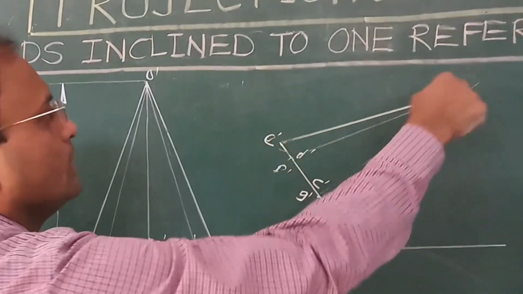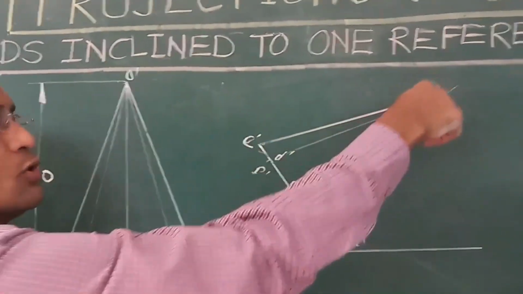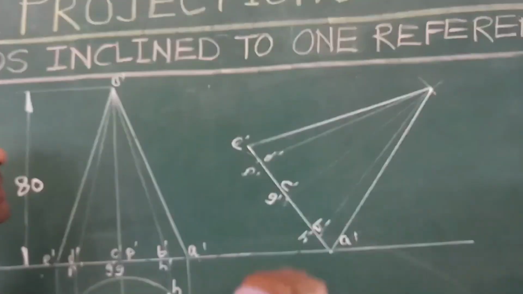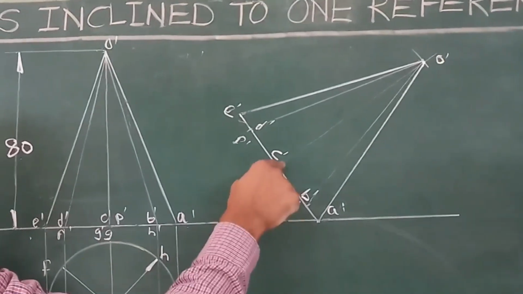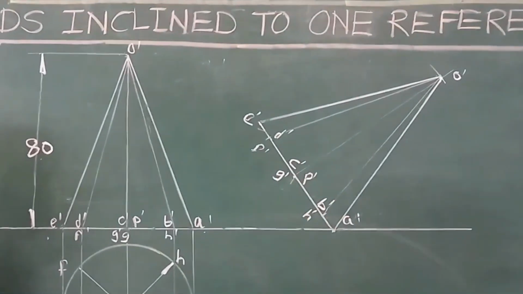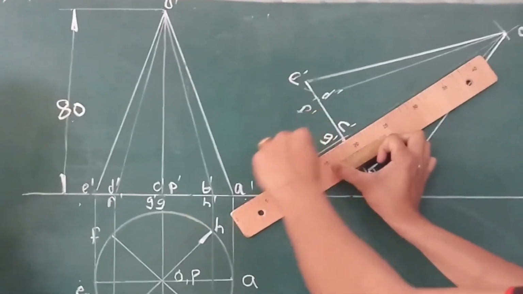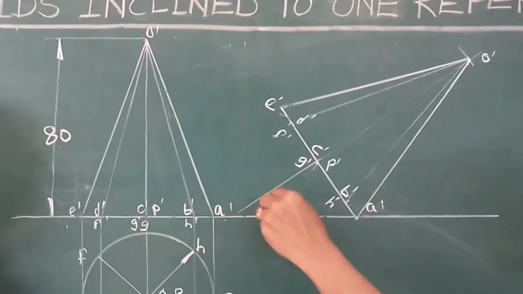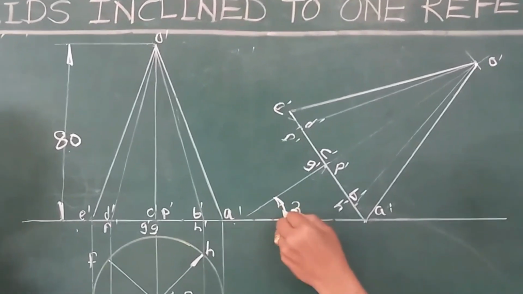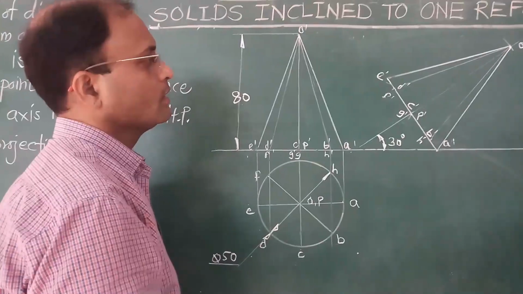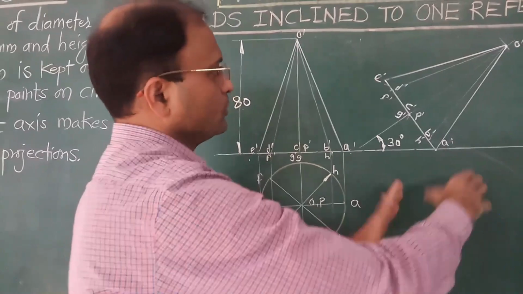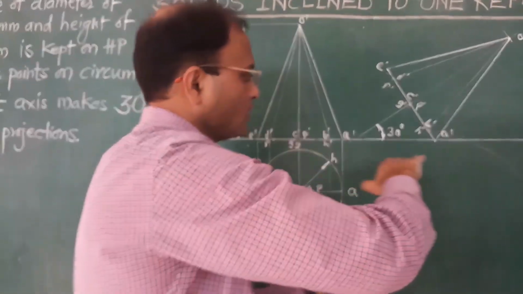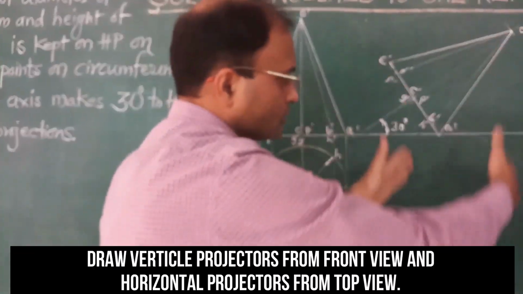Remember, here only this outline of the triangle should be thick, remaining all are generators, and that's why they should always be drawn by thin lines. So O dash and P dash is the axis. So we have reproduced this front view such that axis makes 30 degree with XY or with horizontal plane. Now from this we have to now draw top view. So for this purpose we have to draw projections through all these points and projections from all the points from top view. So draw vertical projectors from front view.